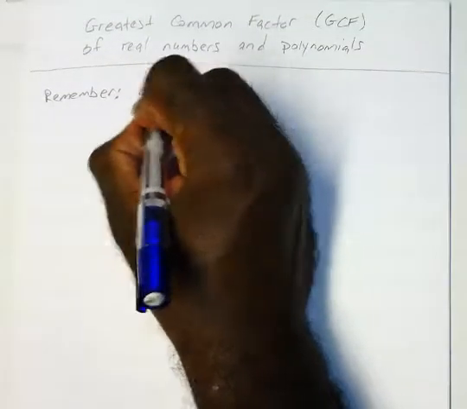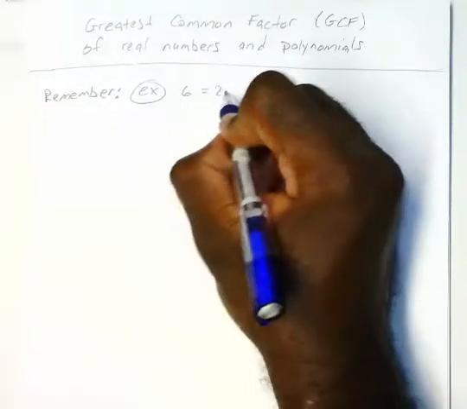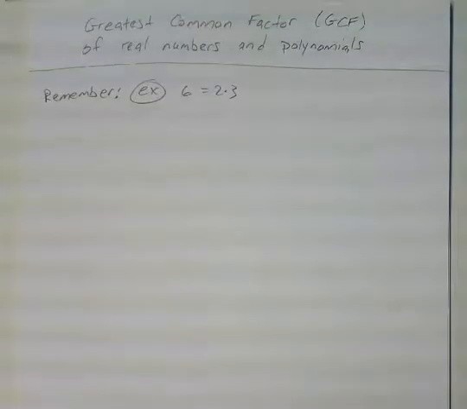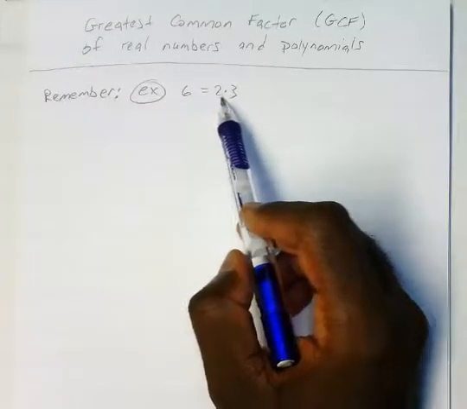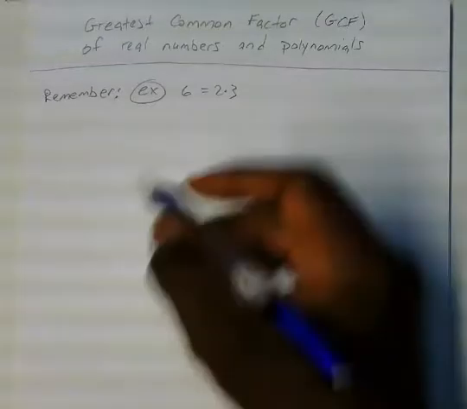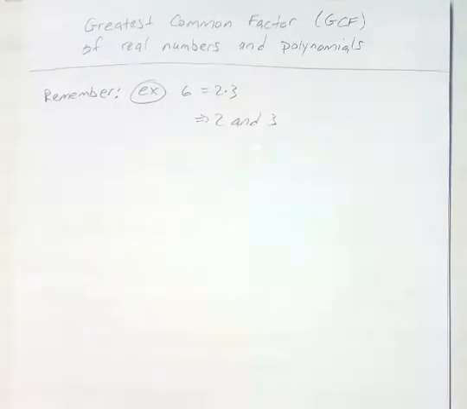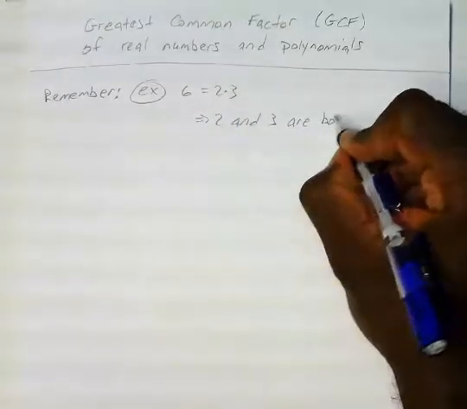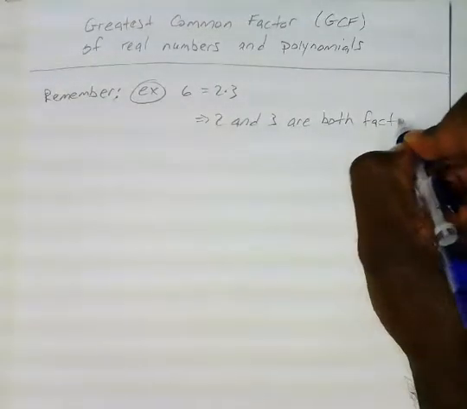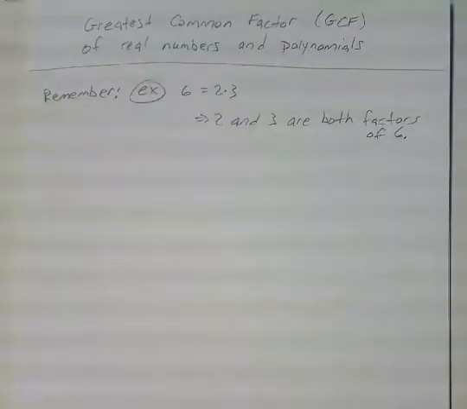Okay, so let's say, for example, we know that 6 is equal to 2 times 3. Okay, so the fact that we can make 6 equal a product of 2 or more numbers, we can easily say that 2 and 3 are both factors of 6. I'll write that underneath there.